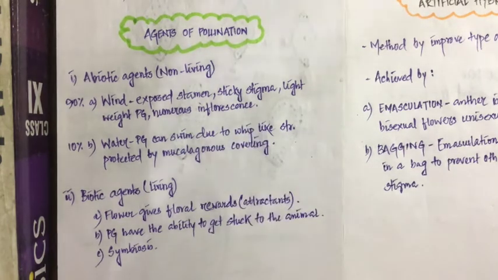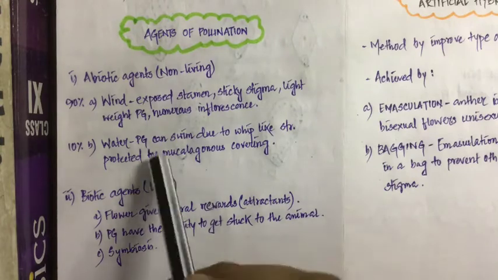The stigma should be sticky. The pollen grains which are flowing through the air should get stuck with the stigma only if the stigma is sticky. The pollen grains should be light in weight so that they can move a long distance in the wind. Numerous inflorescences, that means a huge number of flowers are found in a single bunch. A bunch of flowers is formed at a single place of the plant. Whereas in case of water-pollinated plants, they have a different kind of adaptation.